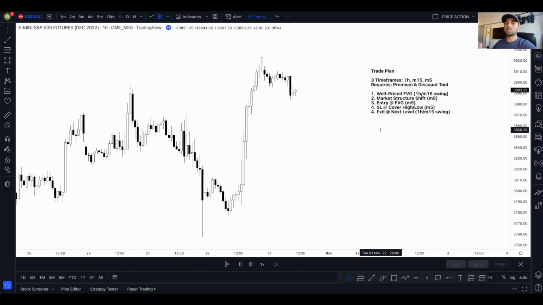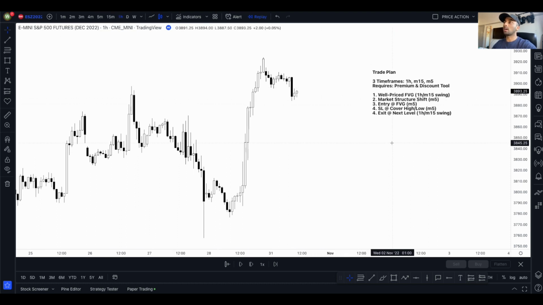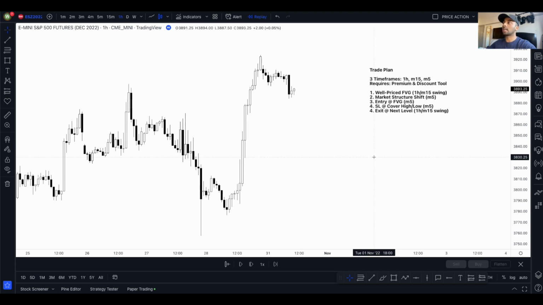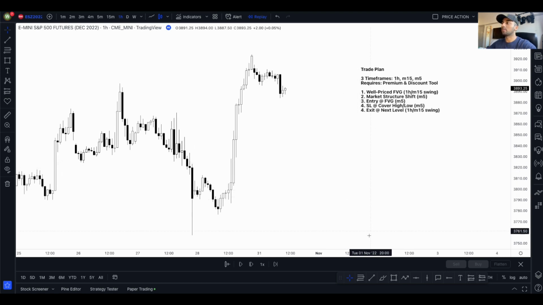So this plan does not require a daily bias. We don't need to look at the daily, and again I'll show you why. But this does require analysis of 3 time frames, which is the hourly, the M15 and the M5. Okay, so make sure that you've got that in your trading view and you're able to switch between it at the very top. Okay, now this strategy requires the understanding of a premium and discount tool. So I'm going to explain to you exactly what that is very quickly.